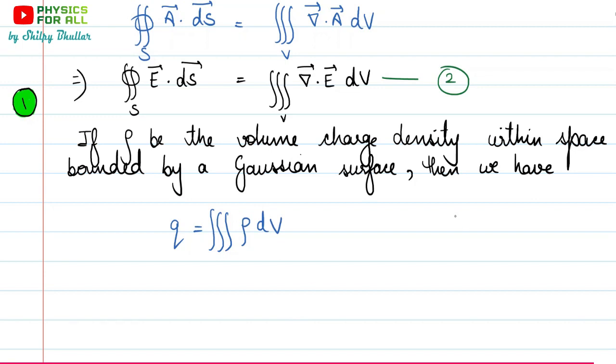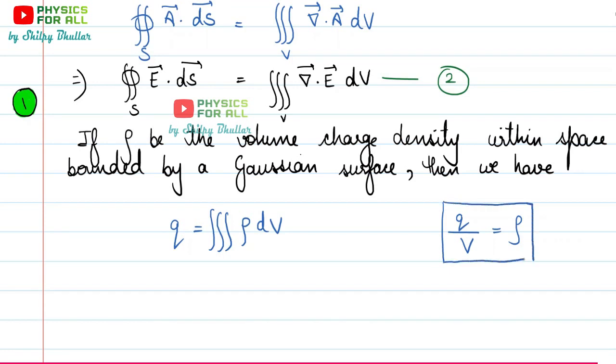Because what do we have? We have charge upon volume is equal to rho. This is the expression that we have. Density is what? Density is mass upon volume. Here this rho is volume charge density. So in case of mass, now we have charge and volume is still there. So charge upon volume gives us volume charge density.